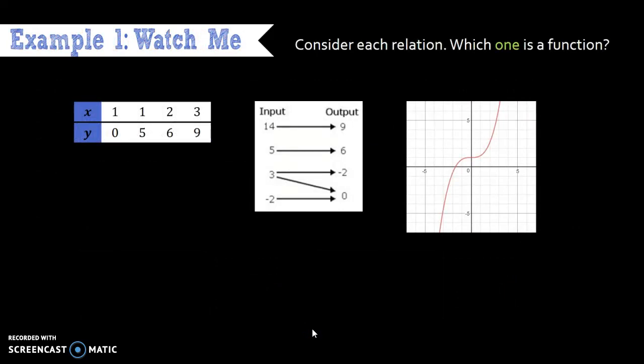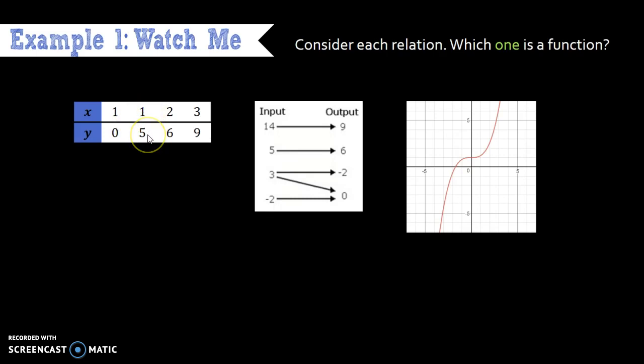Let's consider each of these relations and find which one is a function. Let's start by looking at this table right here. I have my x's and my y's. I have my x values of 1, 1, 2, and 3. Right off the bat, I notice that I have some repeating values in my domain. Now, if this is a function, I need to have the same y value that goes with that x value. So this says (1, 0). Well, I better have (1, 0) again. I can't be two separate y locations from my x location of 1.